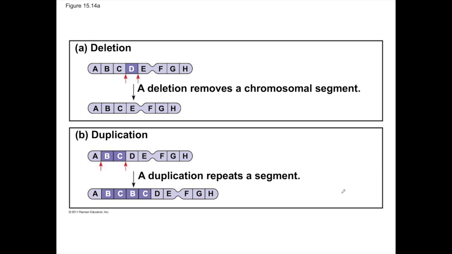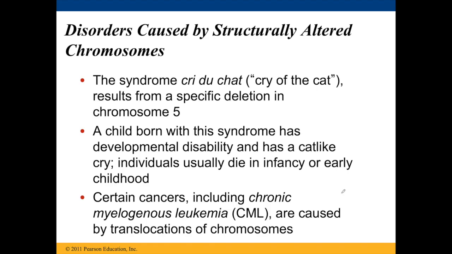So a lot of these errors come from errors during crossing over. And these errors can cause serious symptoms. For example, a syndrome called cry of the cat results from a specific deletion of part of chromosome 5. A child born with this syndrome has severe developmental disabilities, a cat-like cry, and usually dies in infancy or very early childhood. So a very serious condition from just deleting part of one chromosome.